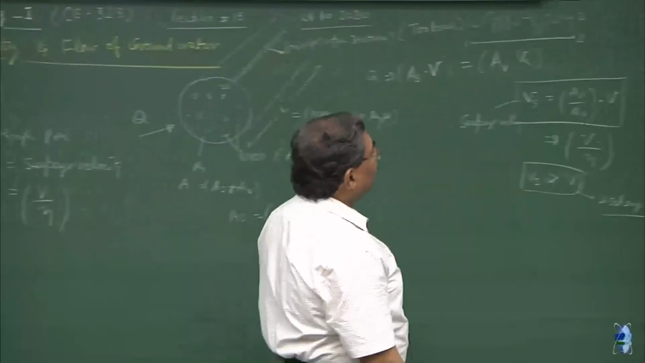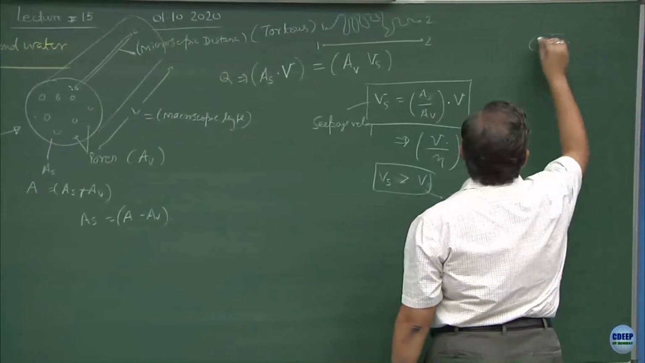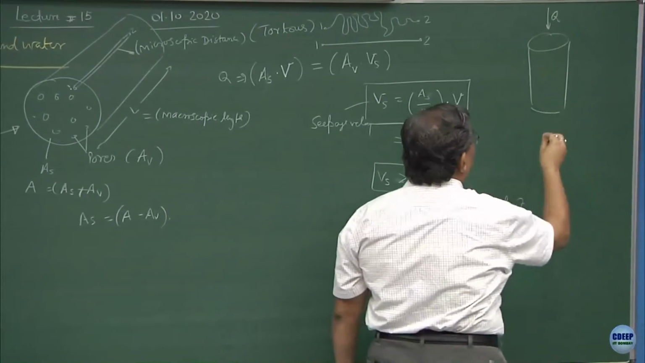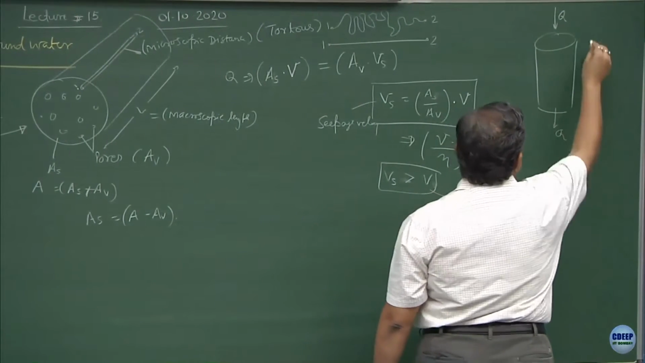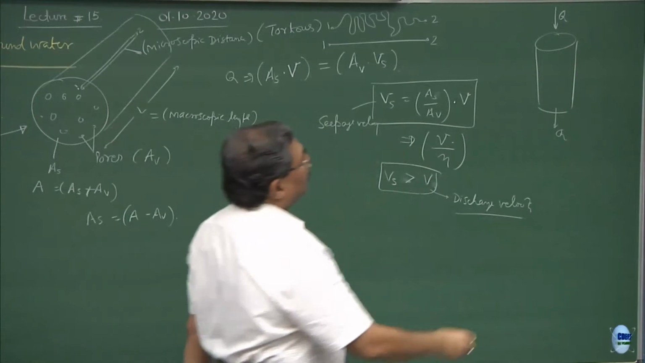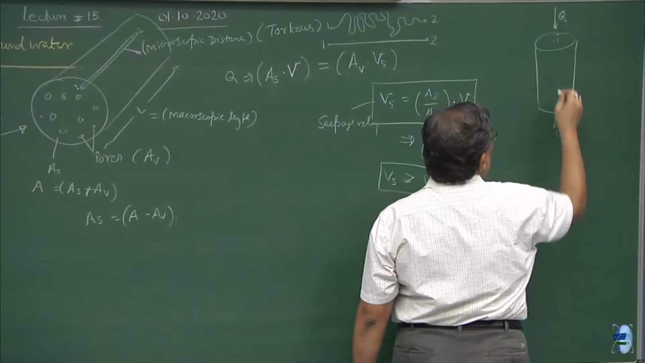Normally, how would you maintain the continuity? Suppose I give you a cylindrical sample, and I say that the Q is moving from here and Q is coming out, there is no loss of fluid, clear? Imagine like this. So, this is what actually we are trying to analyze.